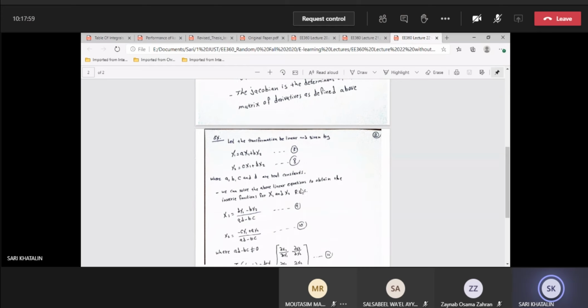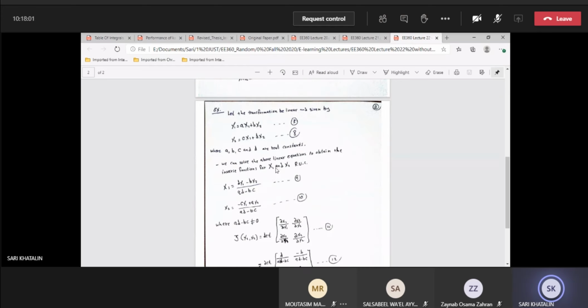Okay, but let's find the inverse function of x1 and x2. So the inverse function of this one here, for x1, we all know how to do that. x1 is going to be d y1 minus b y2, divided by ad minus bc. Okay, and do the same thing for x2. So you need to find x1 and x2 in terms of y1 and y2. These are the inverse x and y.